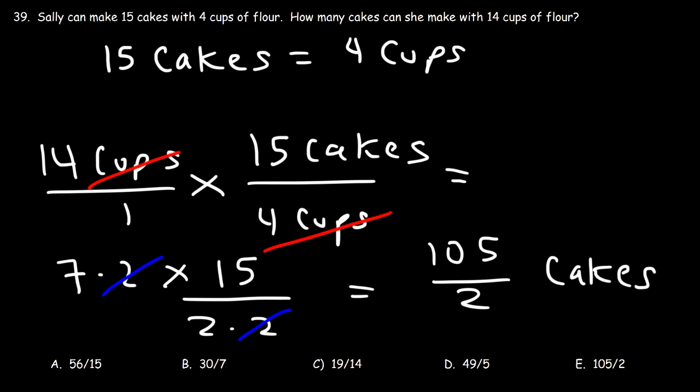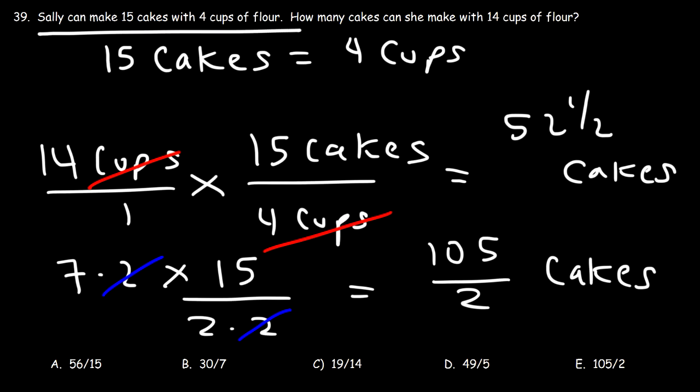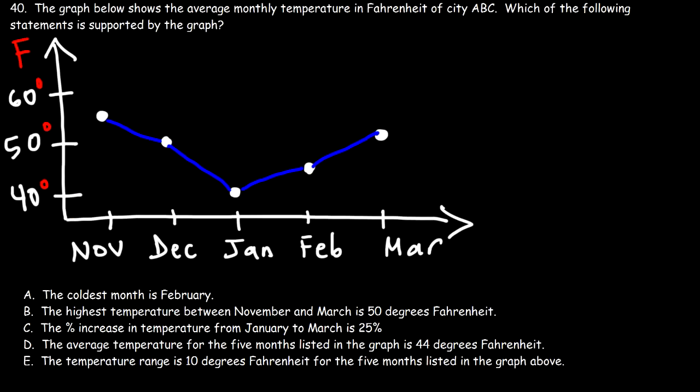So if you want to get a decimal value for that, 105 over 2, that's 52.5. So she can make 52.5 cakes with 14 cups of flour, based on the first sentence. So we can see that answer choice E is the right answer.